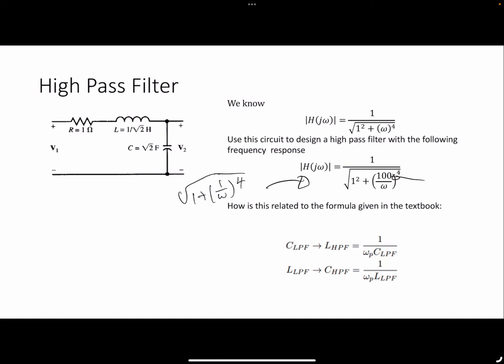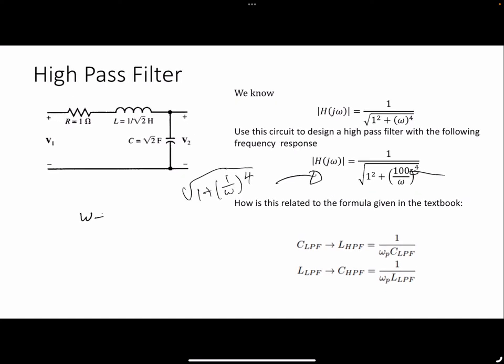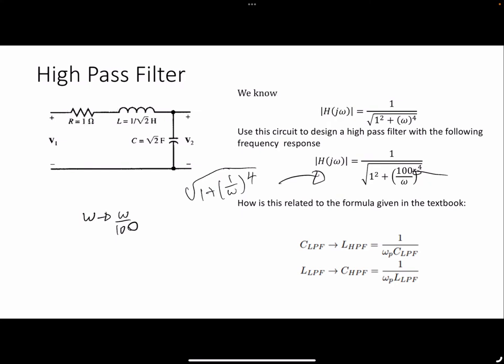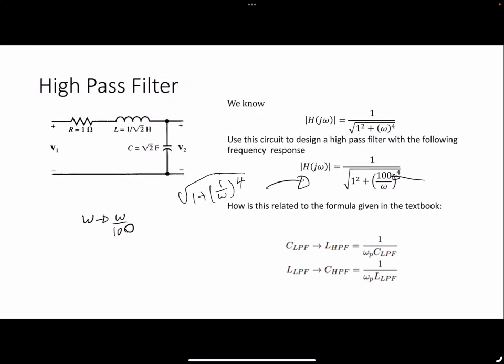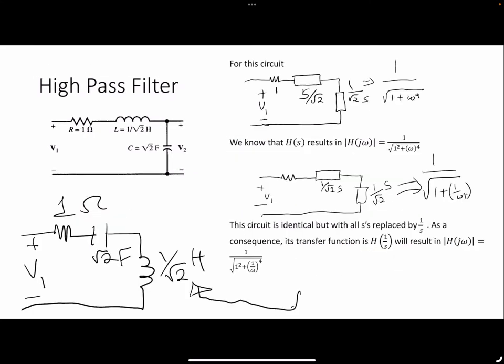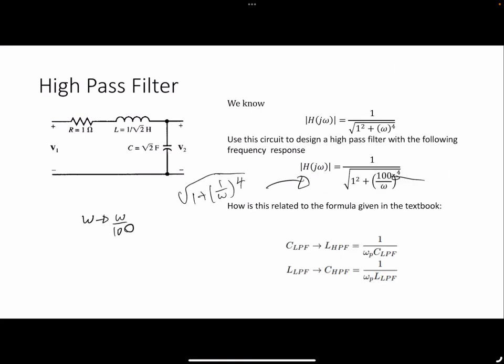Yeah, so you replace omega with omega over 100. That's also known as frequency scaling. And so what we're going to do is take our circuit that we designed in the previous slide and frequency scale it by 100 in order to go from this transfer function to this transfer function.